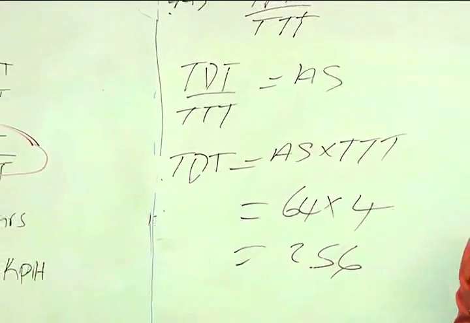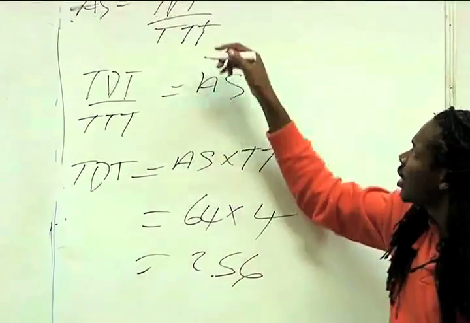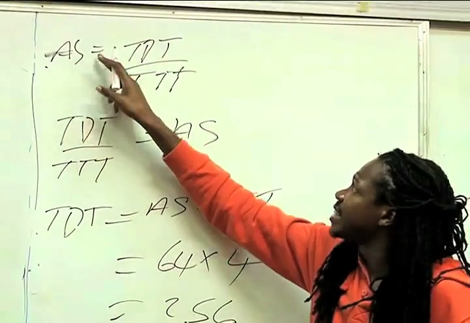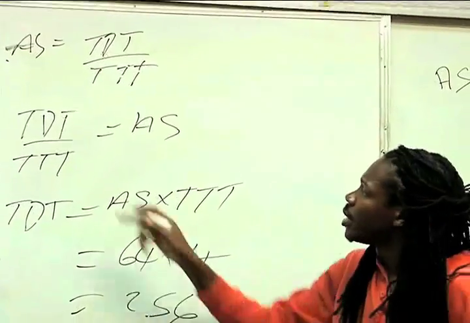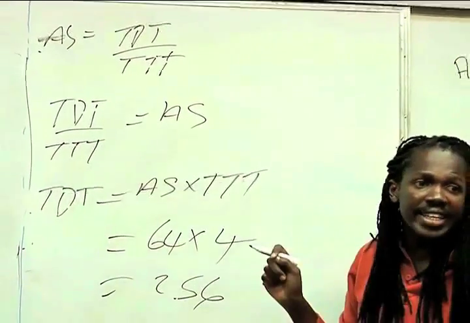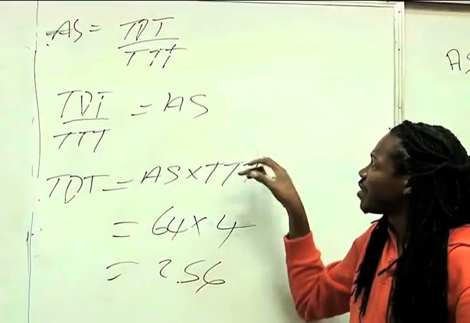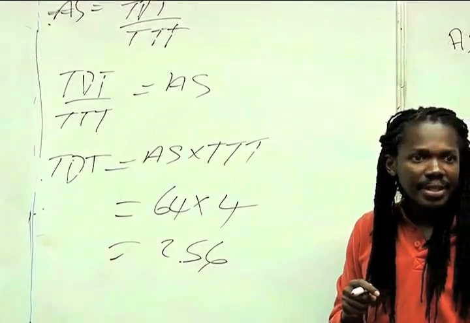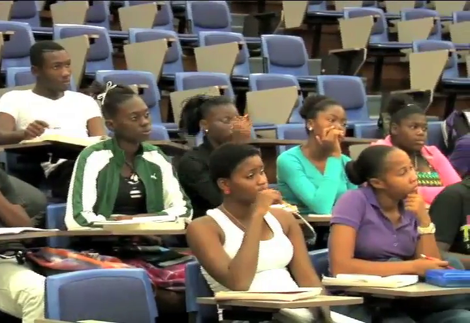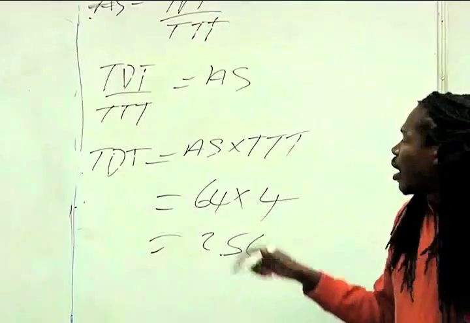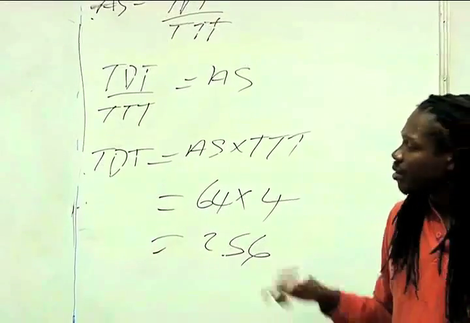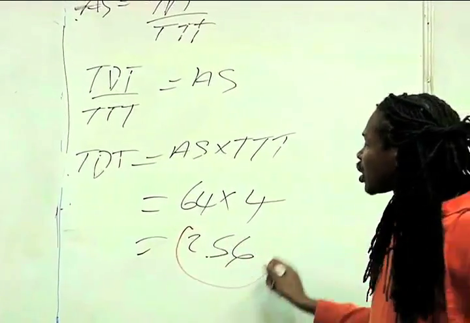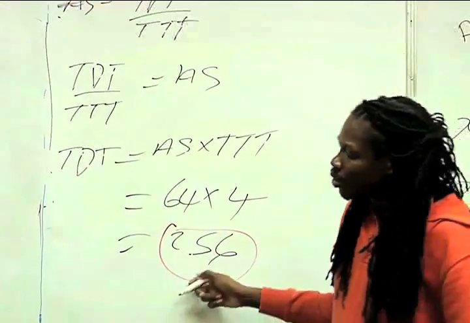I transpose TTT. AS equals TDT over TTT, so TDT over TTT equals AS. That means this divide comes over here as a multiply and leaves me with TDT equals AS times TTT. You see that? So in this case, what was AS? The 64. And what was TTT? The 4. So therefore, what's the TDT? 256.